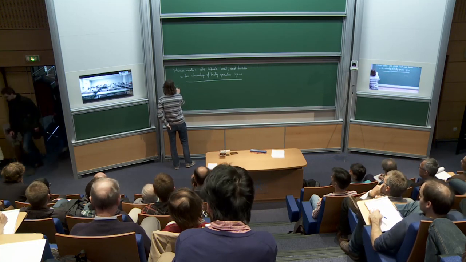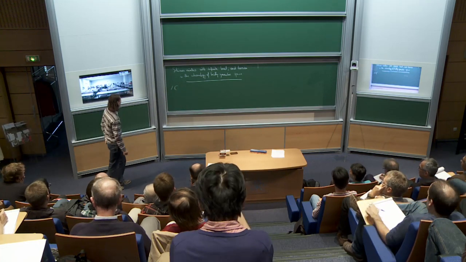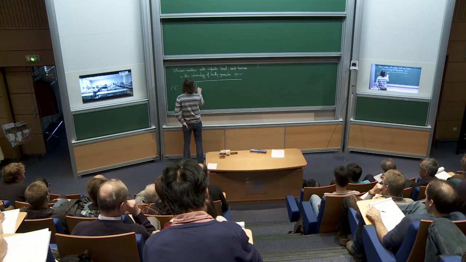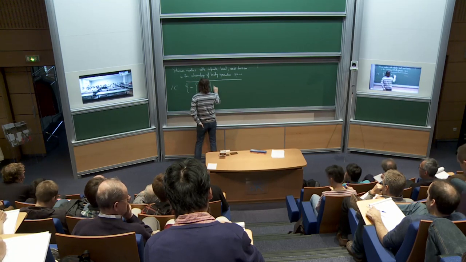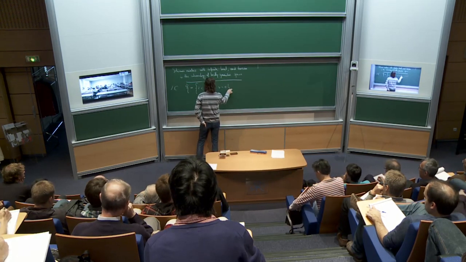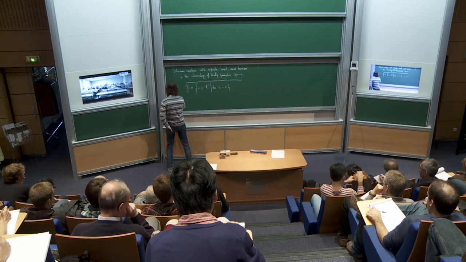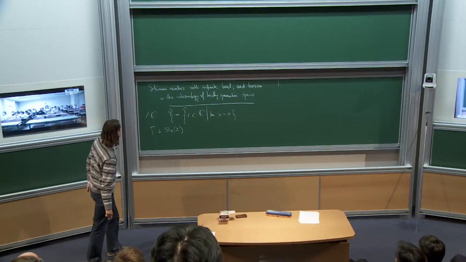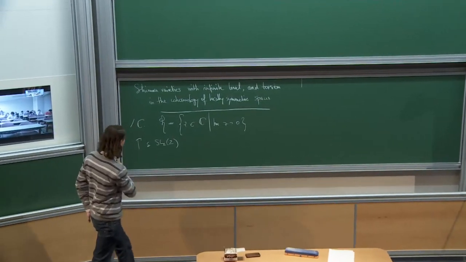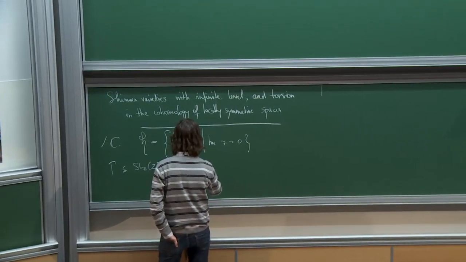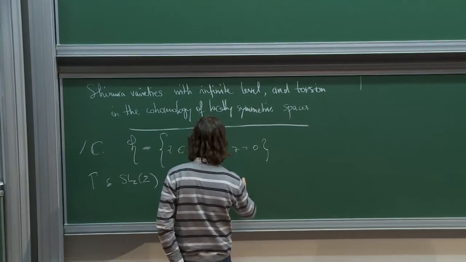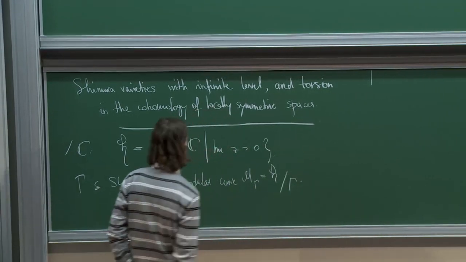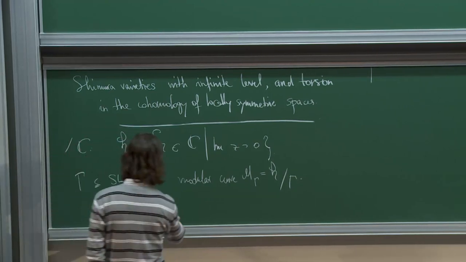So let me recall the classical theory over the complex numbers. Over C, you get the modular curve by looking at the upper half plane, the set of complex numbers of positive imaginary part. And then you fix a congruence subgroup gamma in SL2 of the integers. And so this acts on the upper half plane, and then you get the modular curve at level gamma, just the quotient of H by this congruence subgroup. And so this parameterizes elliptic curves with level structure.